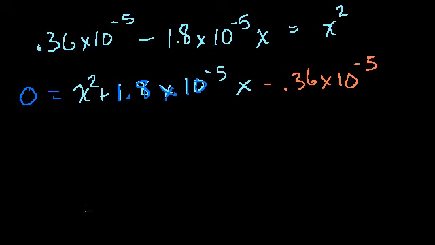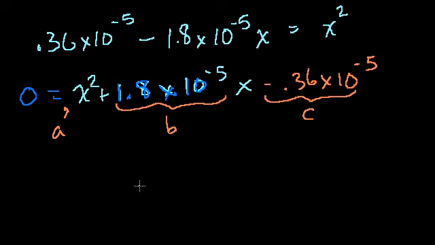So let's solve this. And once again, you could eliminate this term and then just figure out the straight up square root. But we won't do that. We'll actually use the quadratic equation. So a is 1, b is this, and this is c, and you just apply that in the quadratic equation. So you get minus b, so minus 1.8 times 10 to the minus 5, plus or minus. We'll only have to do the plus, because if we do the minus, we'll end up with a negative concentration.